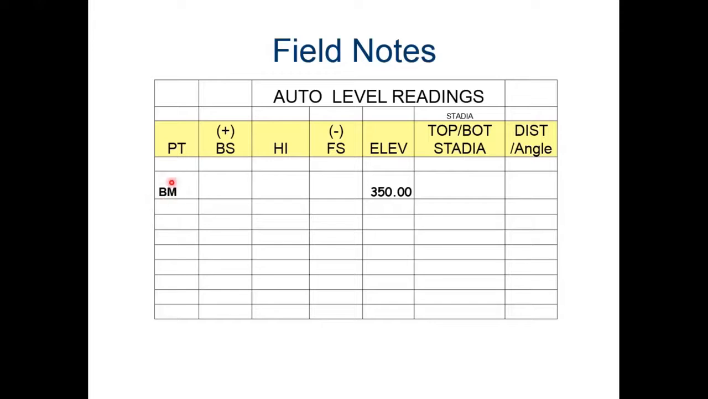So our first reading is called our benchmark. We looked at the benchmark and we could see that it was 350 feet in elevation. We did a backsight and we read our rod, and it was 7.59. We add that to our elevation. That's how we got 357.59. We also read our top and bottom stadia. We took the difference of those times 100. It was 52 feet away. So the height of our instrument is 357.59 feet, and it was 52 feet away from our known elevation.